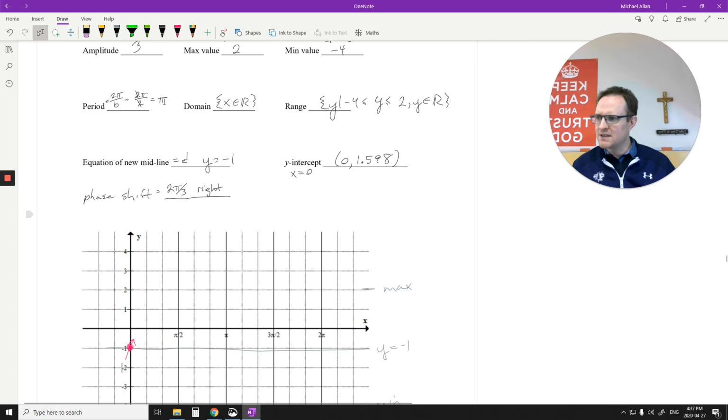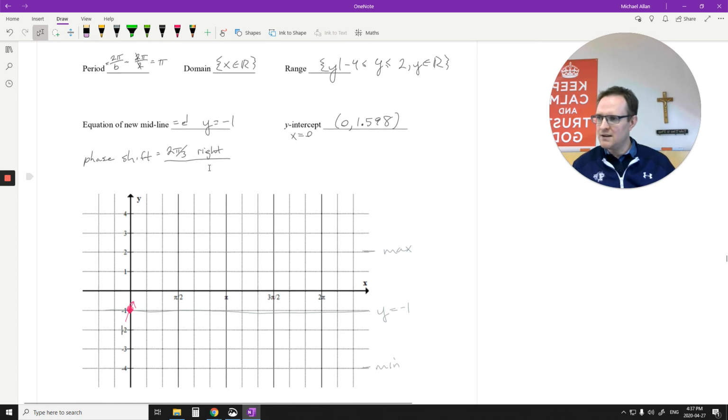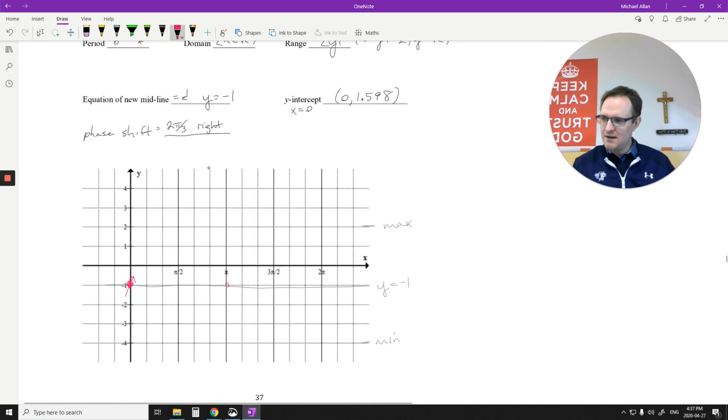My period, it says here, is 1 pi. So by the time it gets to pi, it's got to be doing the same thing. By the time it gets to 2 pi, it's got to be doing the same thing. It's got to be going upwards through the midline. Now it goes up, down, then back up. So by the time it comes back down, it's got to be going through the midline again, but downwards.